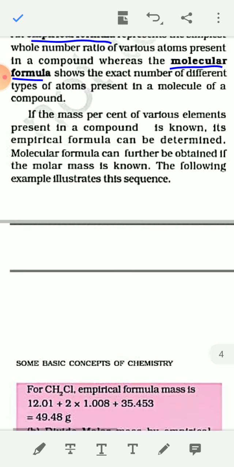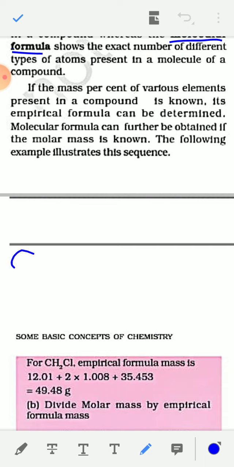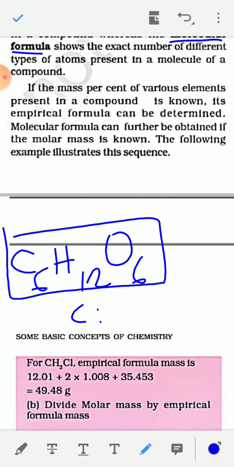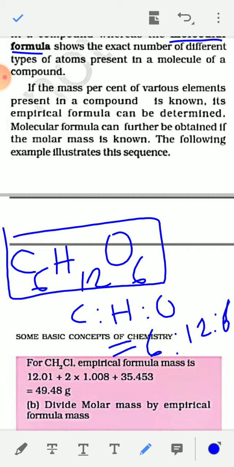For example, glucose. The actual molecular formula of glucose is C6H12O6. So in one molecule of glucose, the ratio of number of atoms, carbon to hydrogen to oxygen, is 6 is to 12 is to 6, that means 1 is to 2 is to 1.